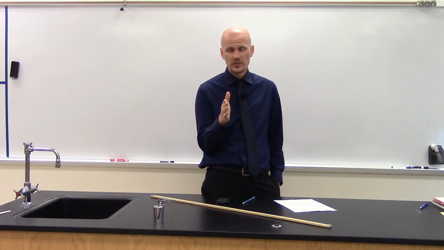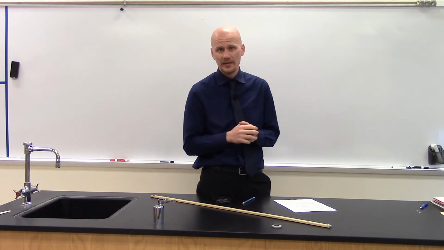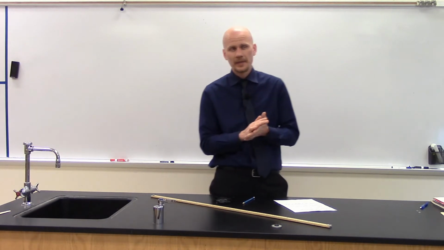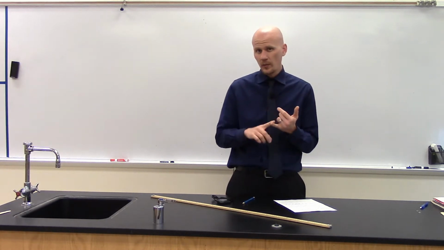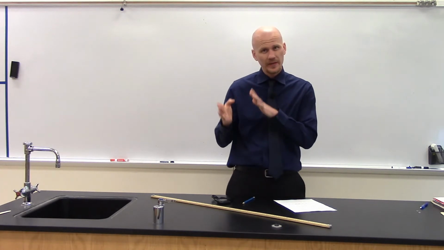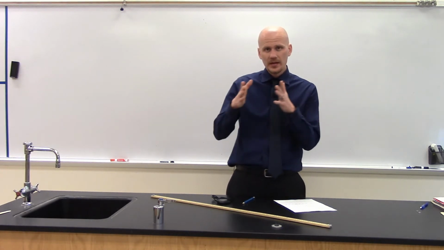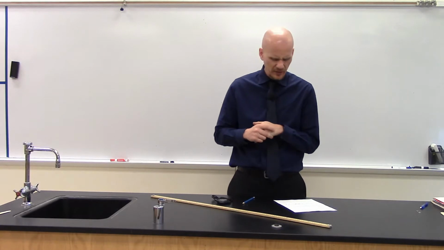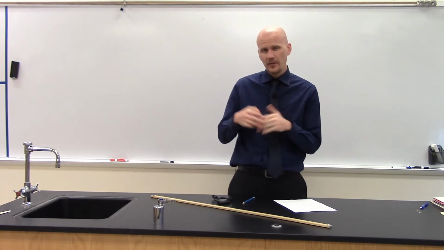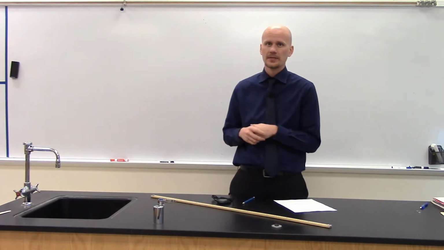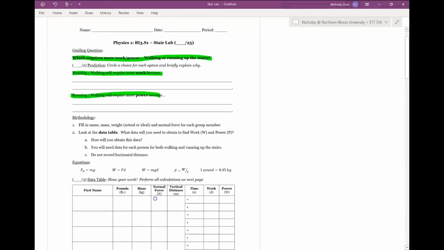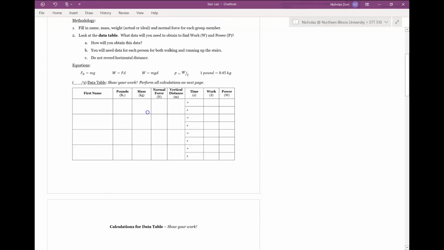First thing we're going to do is fill in everyone's name on the sheet. All of our group members need to be filled in. Then we're going to record their weight in pounds, and then we're going to convert that weight in pounds into a mass in kilograms. And there's a conversion on your sheet. Every 1 pound is equal to 0.45 kilograms.